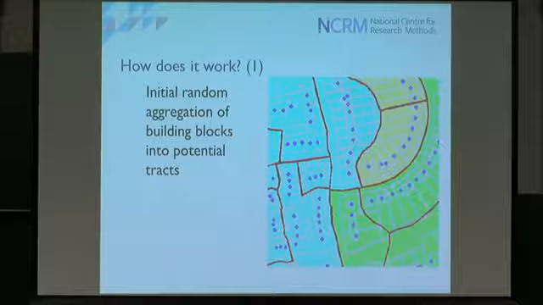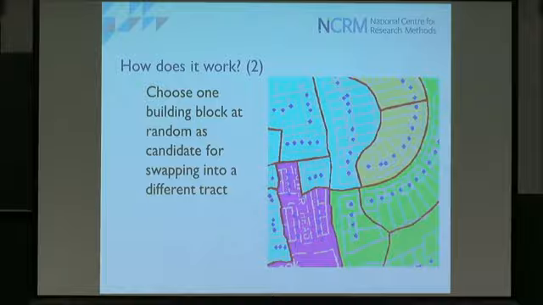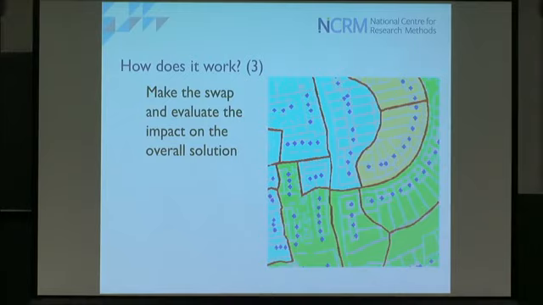We've got the green grouping here and the yellow grouping forming a third set. But then we can go on to choose a block at random. The algorithm which is created moves through to look at candidates for swapping into a different tract. So then it will make the swap and it will look at the impact of that on the overall solution. So our overall targets, how does it compare?